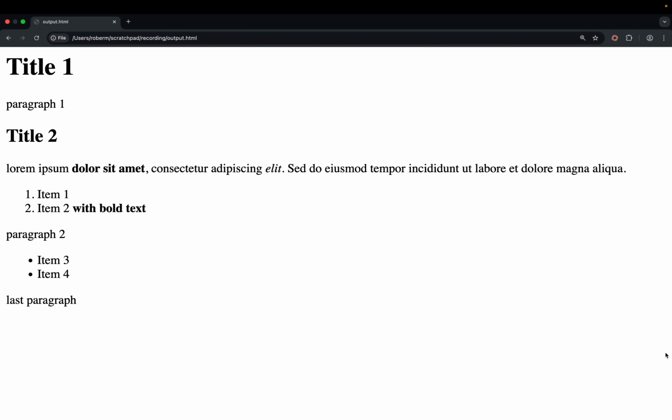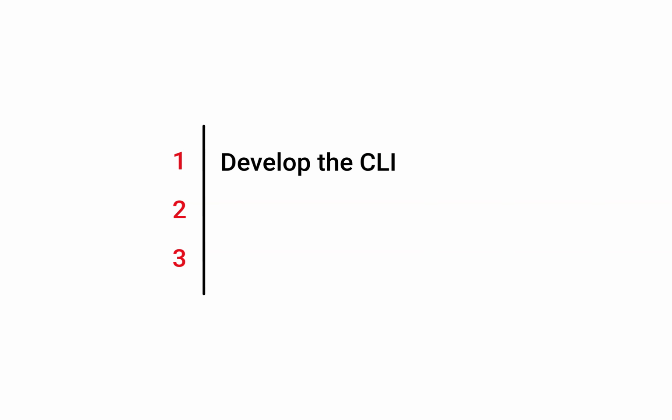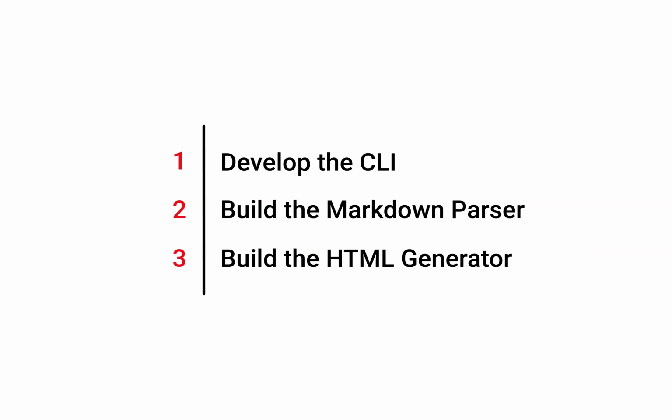Okay, now that we know what we are building, let's get started. We're going to split the development of the CLI in 3 different stages. First, we're going to develop the CLI itself, meaning the way we interact with this tool. Then we're going to build the parser that is going to interpret the contents of the Markdown file. And finally, we're going to build the HTML generator that is going to generate the new contents of the file.